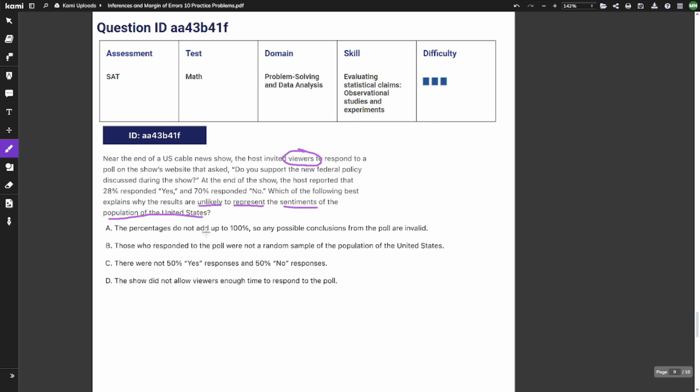A. The percentages do not add up to 100. So any possible conclusions from the poll are invalid. What? No. B. Those who responded to the poll were not a random sample of the population of the United States. Yep. C. There were not 50% yes and 50% no. D. The show did not allow viewers enough time. Okay, what are these random answers for A, C, and D? Anyways, our answer is gonna be B.